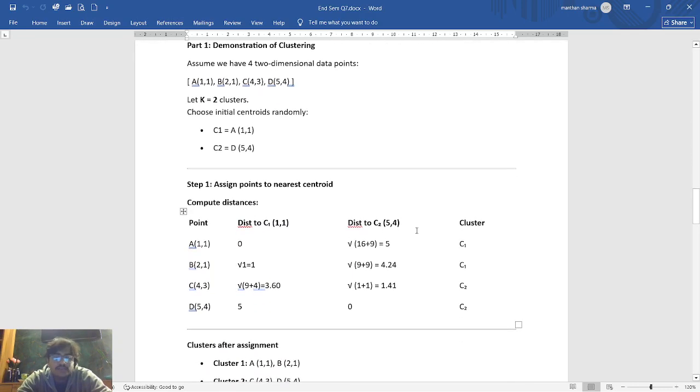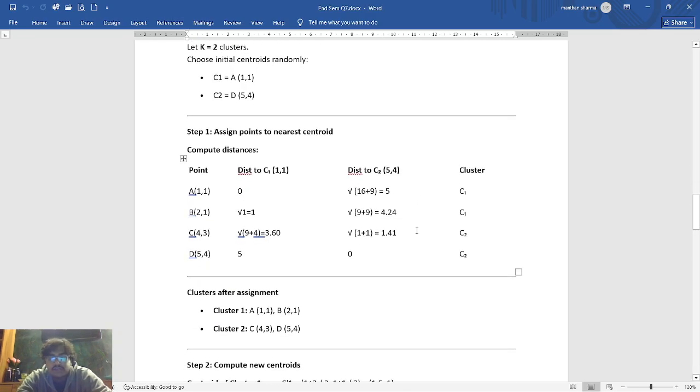Now we assign each point to the nearest centroid. So step 2 will be assigning the points. A and B are closer to C1, and C and D are closer to C2. So we have cluster 1 as A, B and cluster 2 as C, D. Step 3 will be updating the centroids.